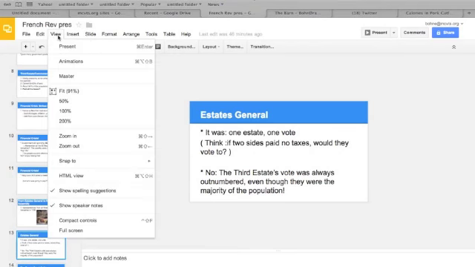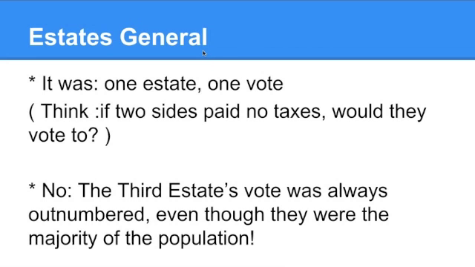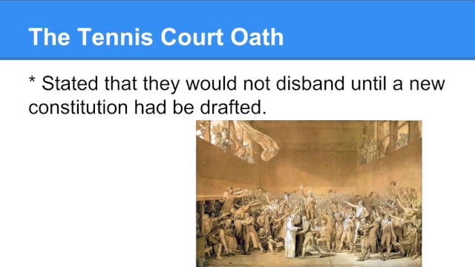And the third estate was really furious about that, because think about it. They were the majority of the population, yet they still only had one vote, like the nobility did and the clergy did, who were a small part of the population. So they got together and declared the Tennis Court Oath. And they said, this is not a representative government, and we're not going to disband until we change the government. We're going to write a new constitution.